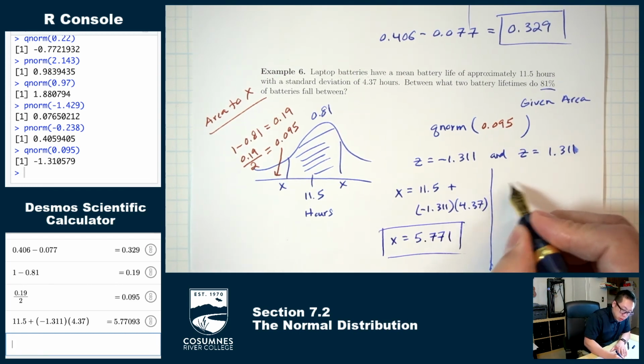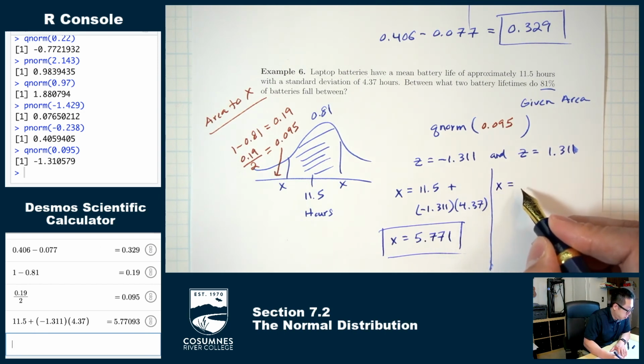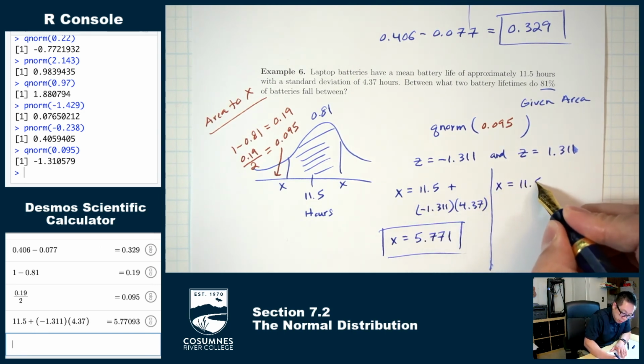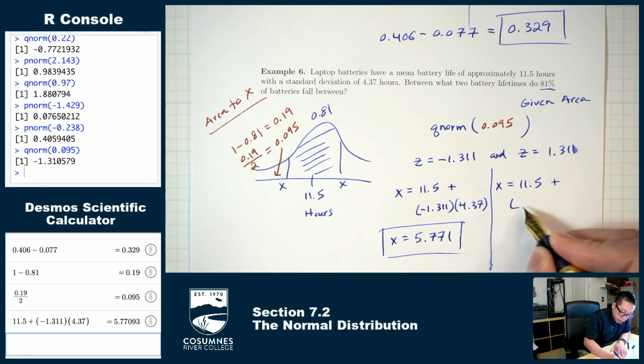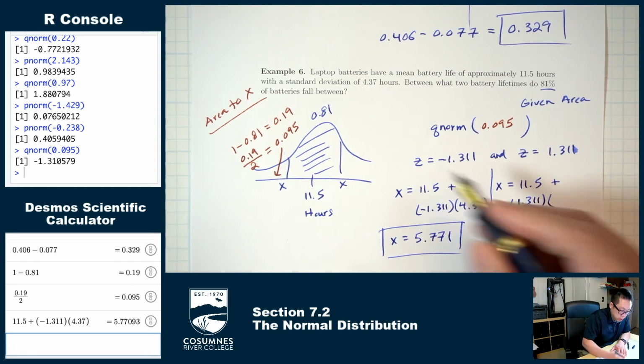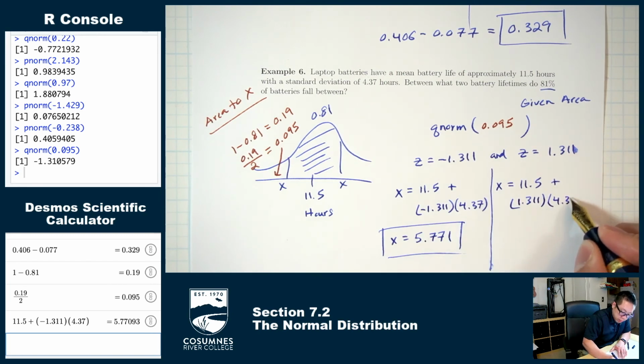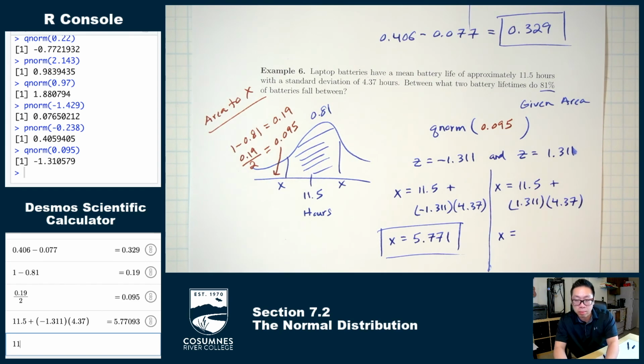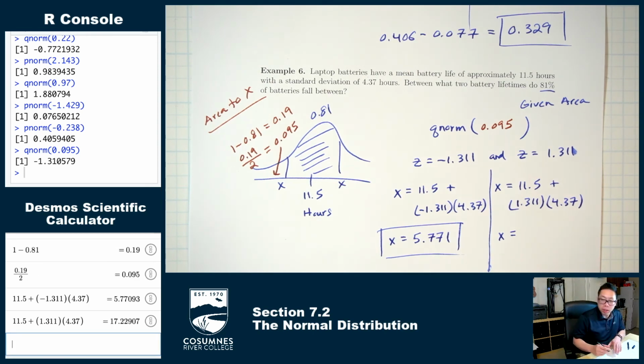The other answer, using the other z, the mean 11.5 plus z 1.311 times the standard deviation 4.37. And my second x is going to be 11.5 plus positive 1.311 times 4.37, which is 17.229.